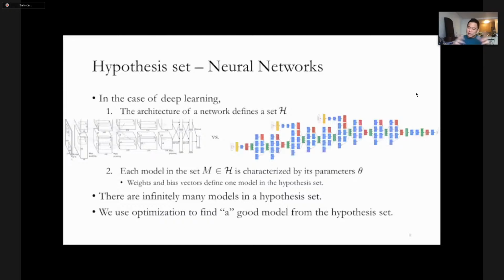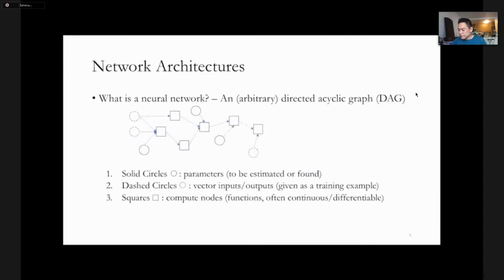Yes. And then the goal here is to find one good point in this hypothesis space, or the infinitely large hypothesis set, using some kind of optimization procedure. So at the end of the day, supervised learning all boils down to finding a particular good parameter point in this large hypothesis set, which was defined based on the network architecture we use.